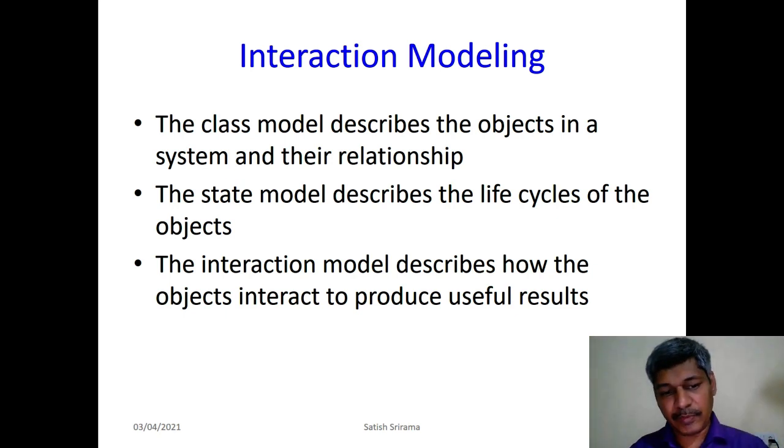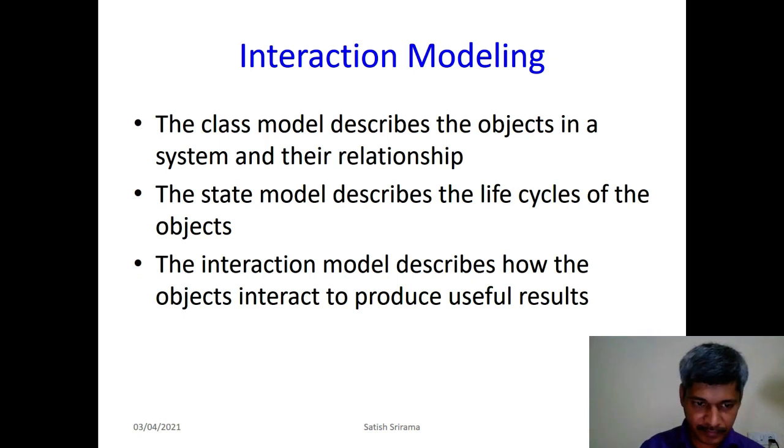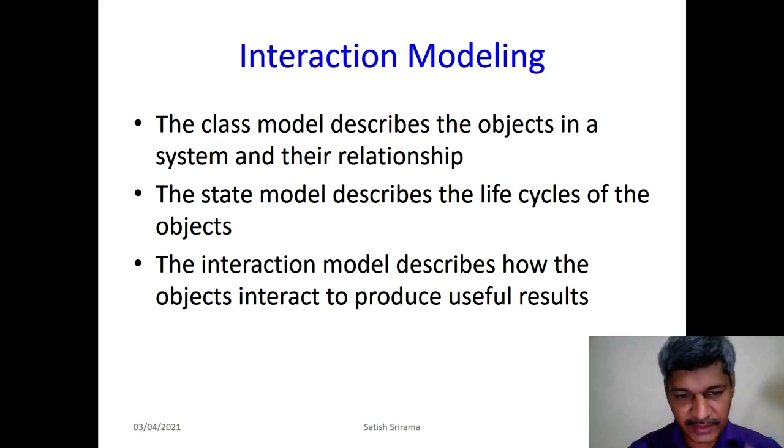Then the third type of model in object-oriented design is the interaction model. The interaction model describes how the objects interact, how these objects interact to produce useful results. In a simple way, it is how the objects are interacting among themselves, and how they are interacting with the system. I will be discussing all the things in detail.